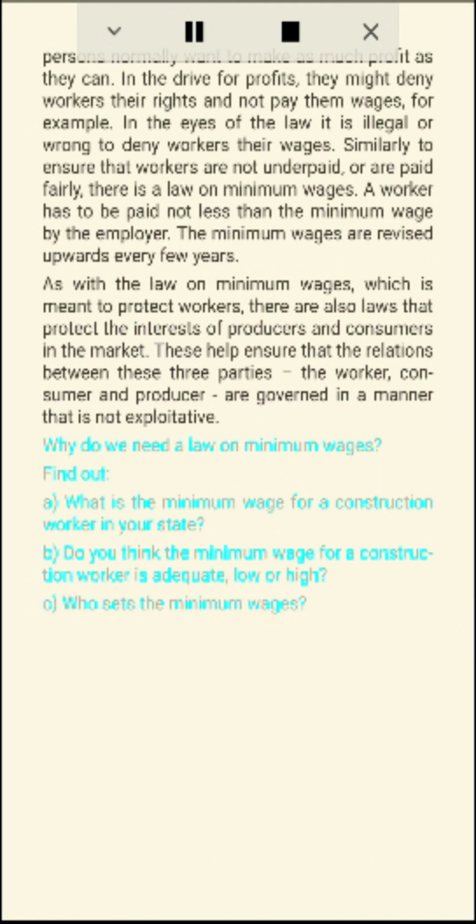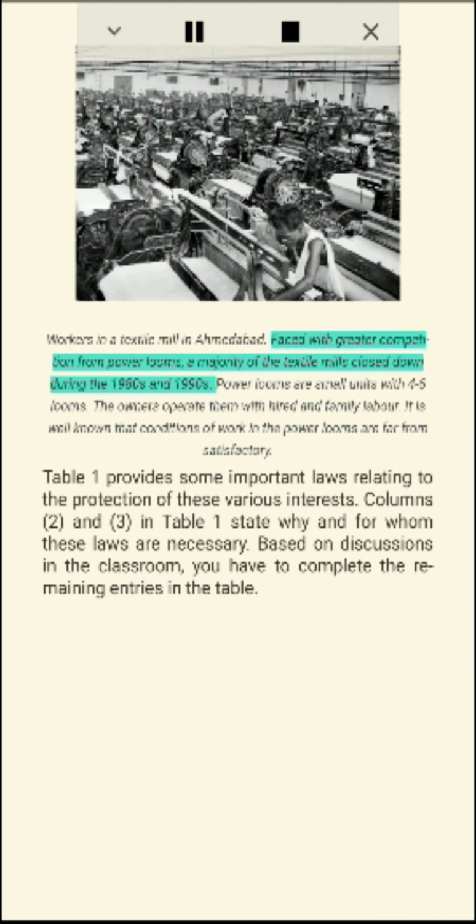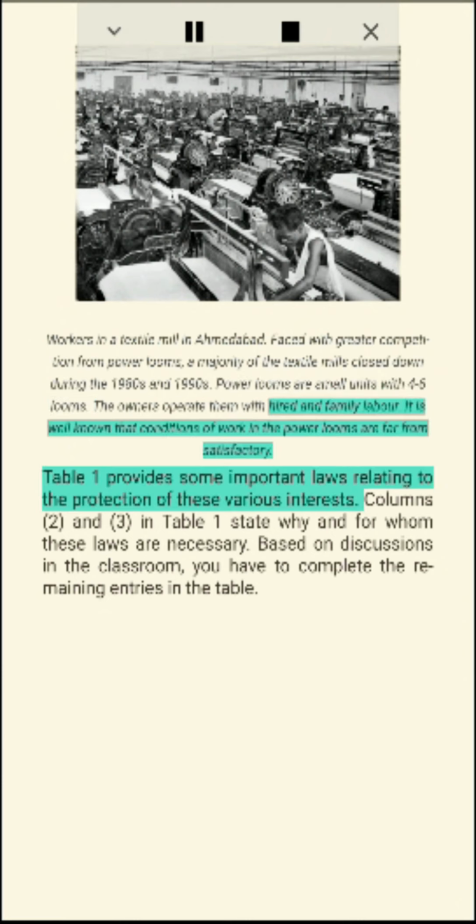Workers in a textile mill in Ahmedabad. Faced with greater competition from power looms, a majority of the textile mills closed down during the 1980s and 1990s. Power looms are small units with 4 to 6 looms. The owners operate them with hired and family labor. It is well known that conditions of work in the power looms are far from satisfactory.